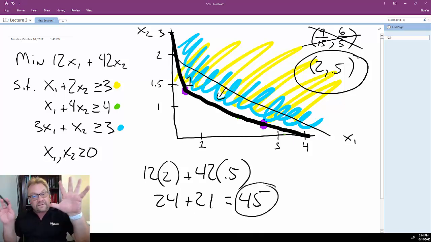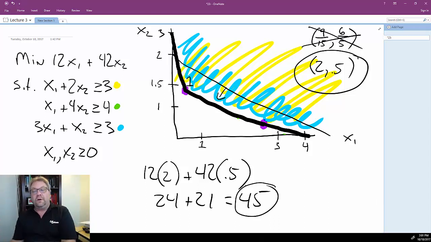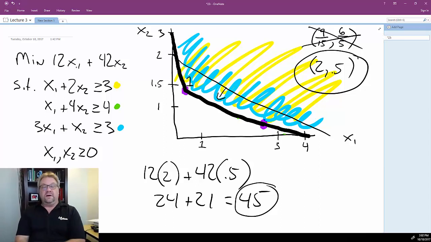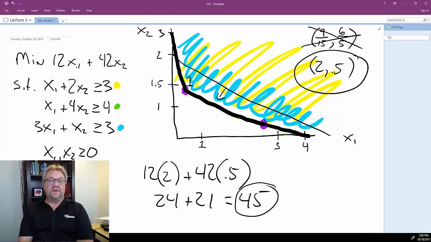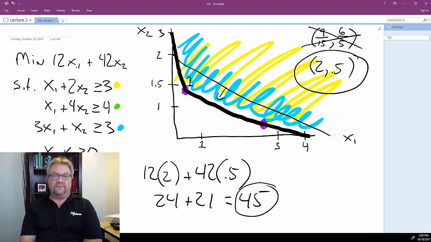So my costs are minimized at the point 2, 0.5, and my total cost would be $45. All right. And I will let you, should you so desire, plug this point into your objective function, and you will get a number that is greater than 45. Well, at any rate, there you have it. Here is a minimization problem solved graphically.